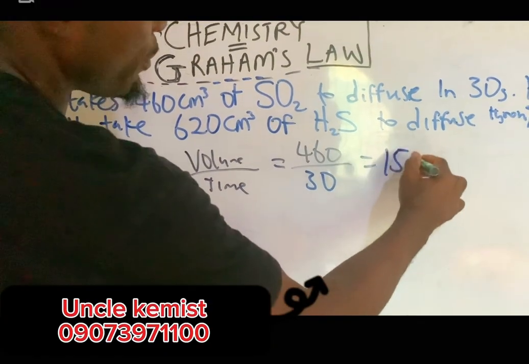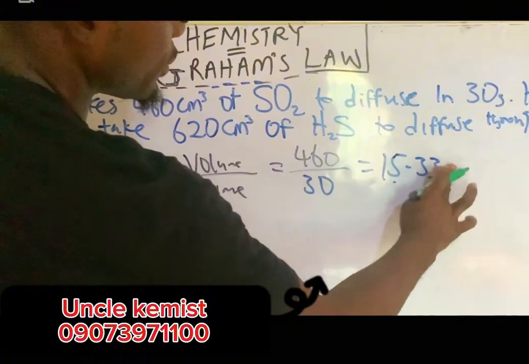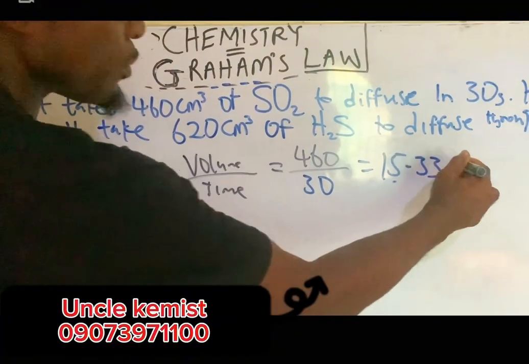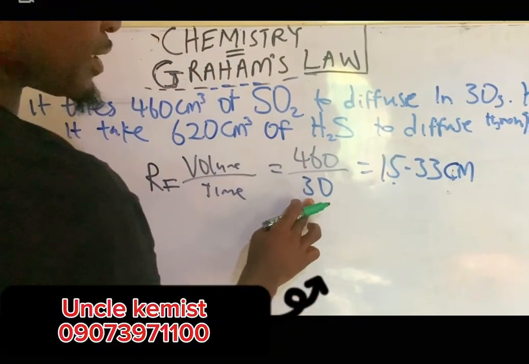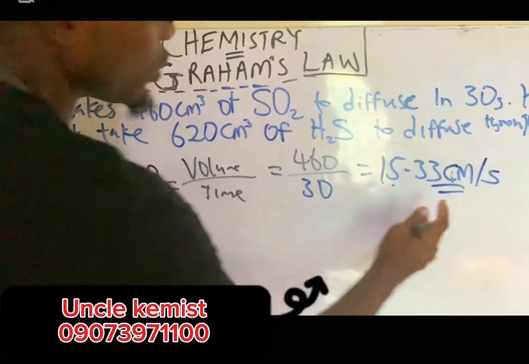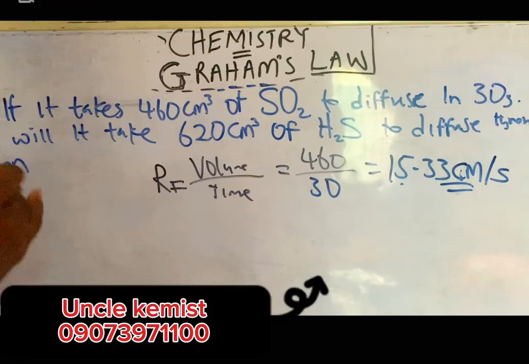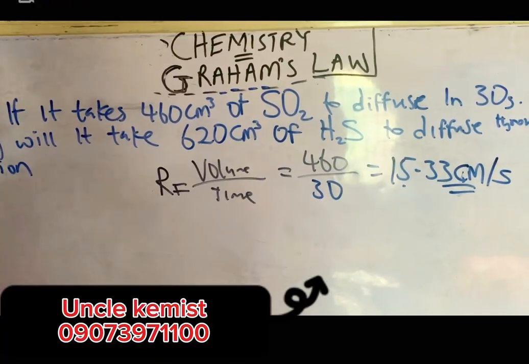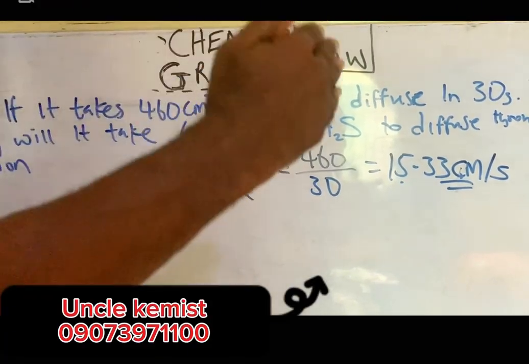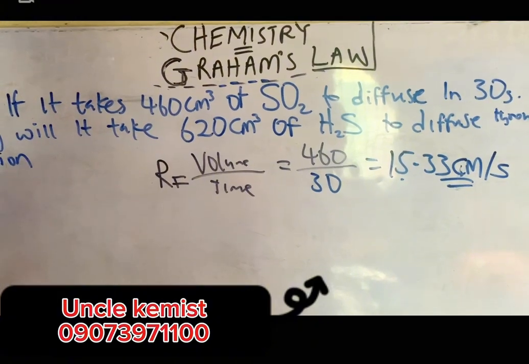So 15.33 cm cube. You know, here is volume, which is in cm cube, and then divided by time, which is a second, cm cube per second. So this is the answer. So whenever you are asked to solve for the rate of diffusion of a gas, as long as you have the volume and the time, all you have to do is to divide your volume by the time given to you in that question. So that's how to solve it.